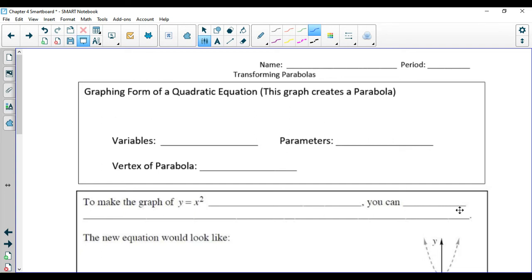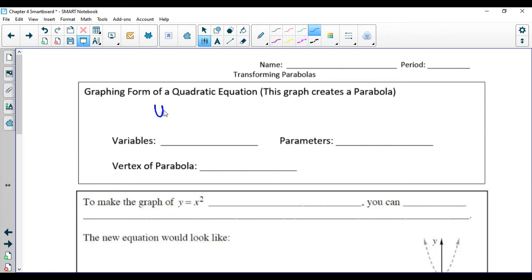All right, welcome to our notes on parabolas and how to move these around. So, you just did a lesson and you saw that we could move parabolas around. And so, now what we're going to do is summarize all this information in one spot. So, we're going to first start out with the graphing form of a quadratic equation. Remember, quadratics are what makes a parabola.